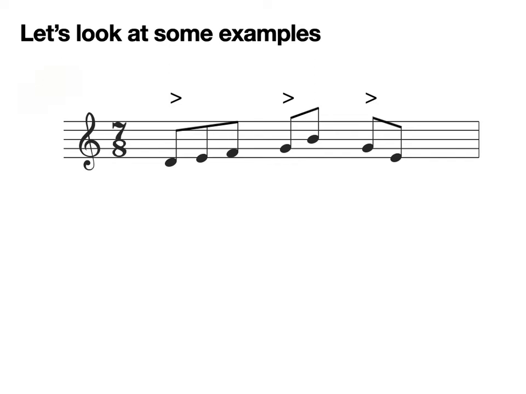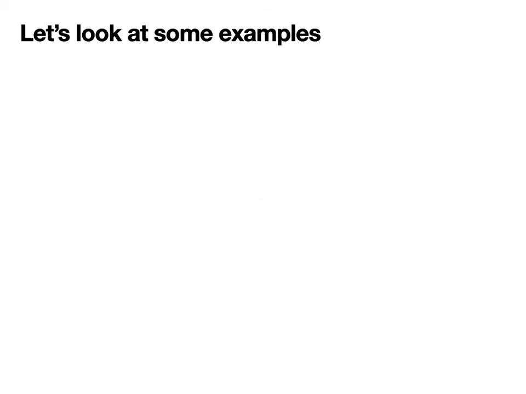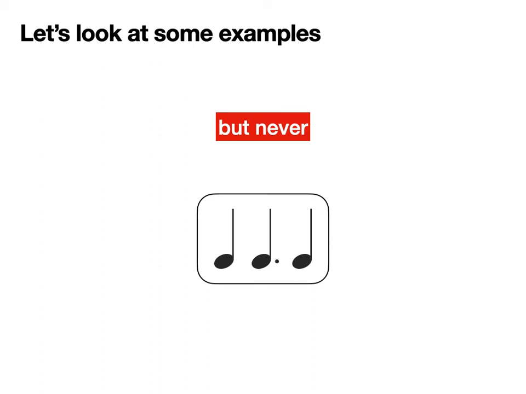There we go. We have dotted crotchet, followed by crotchet, followed by another crotchet. This could also be written the other way around. Crotchet, crotchet, dotted crotchet. Again, like with 7/4, we don't group the notes like this. We will never have the dotted note in the middle.